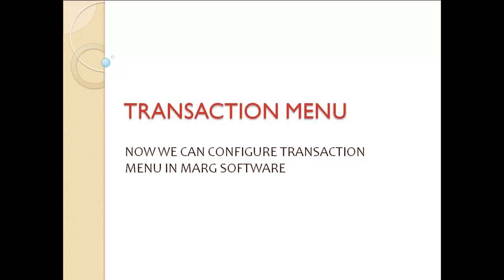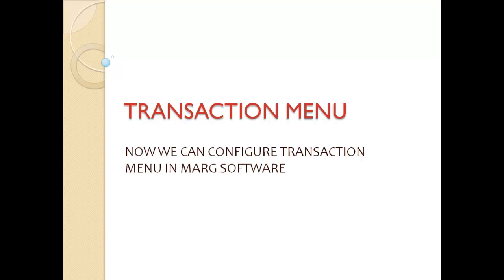Now let's understand why transaction menu configuration would be needed. For example, if you install this software in a gift gallery, there generally you will need to work on sale bill, sale return and purchase return only. Options like quotation, sale order, price difference, sale purchase won't be needed. So you can delete these options if you want, or you can change their name. Suppose from sale bill to invoice or something.